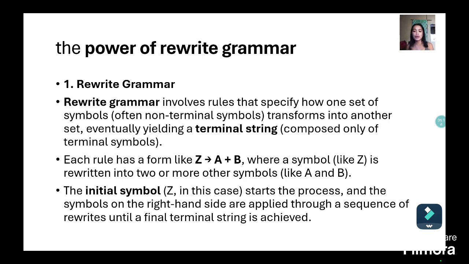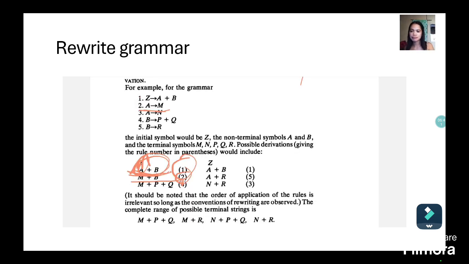So the initial symbol here is Z in this case. Z is the start process. And the symbols on the right hand side are applied through a sequence of rewrite rules. Z can rewrite into A followed by B until a final terminal string is achieved.